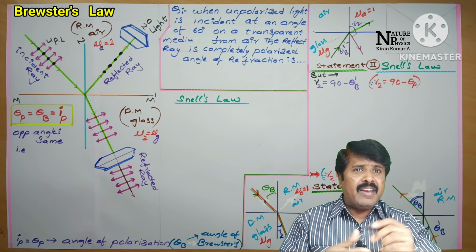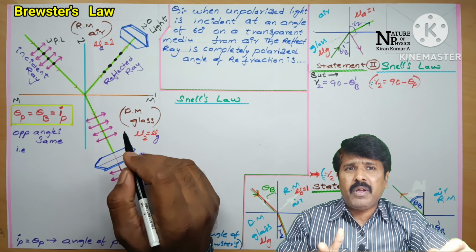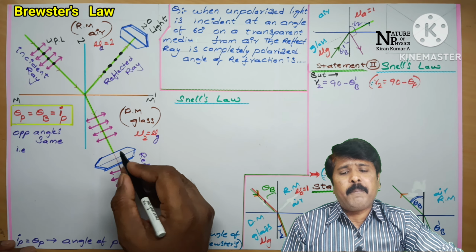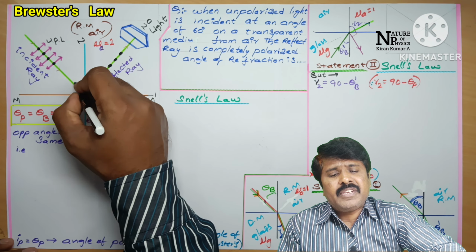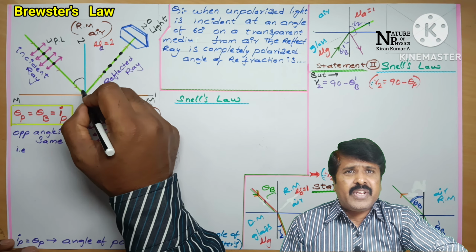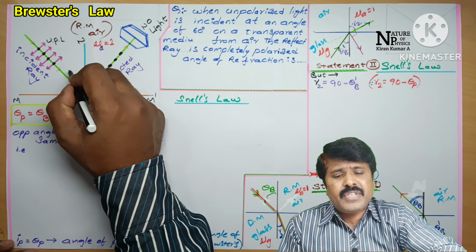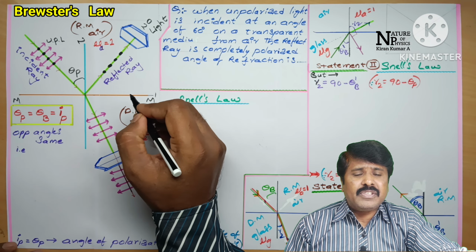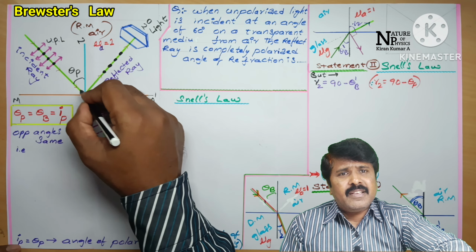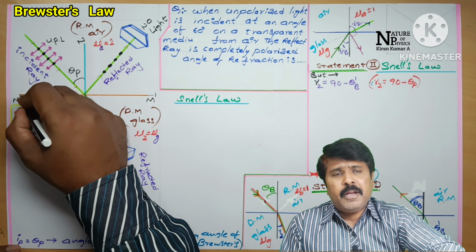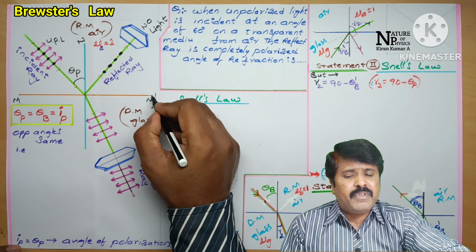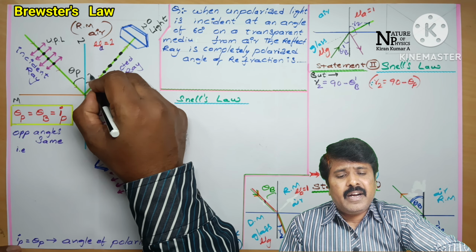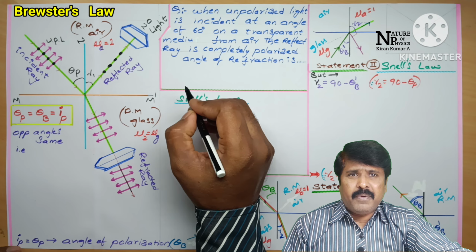So when unpolarized light is traveling from the rarer medium to the denser medium, the angle of incidence is taken as the angle of polarization. So theta p I am writing as angle of polarization. And when light is incident on the surface separating the media, a part of light gets reflected, which gives the angle of reflection.